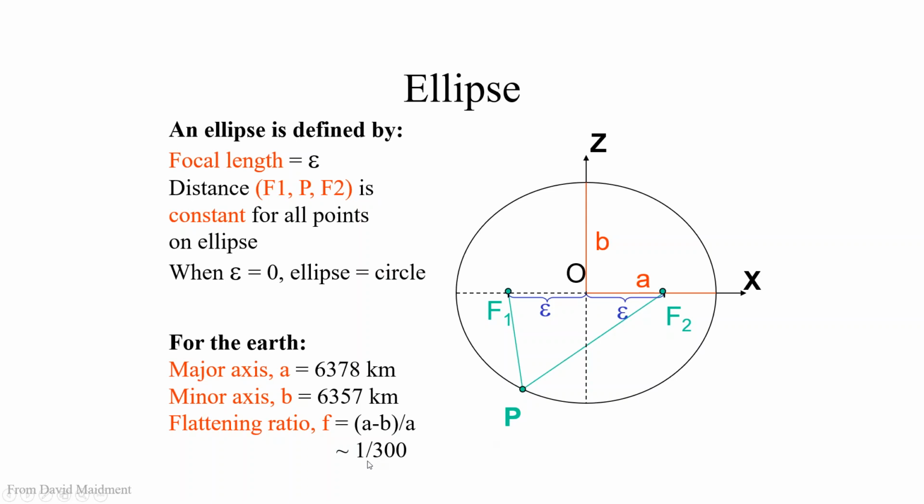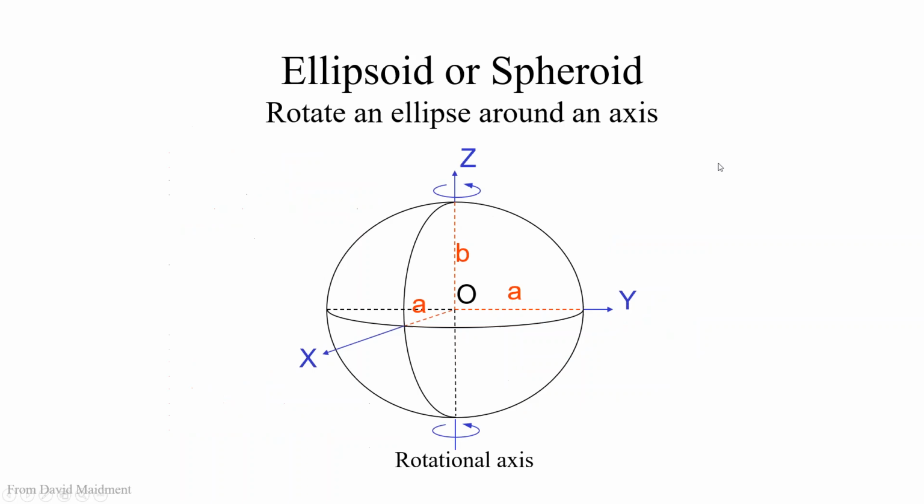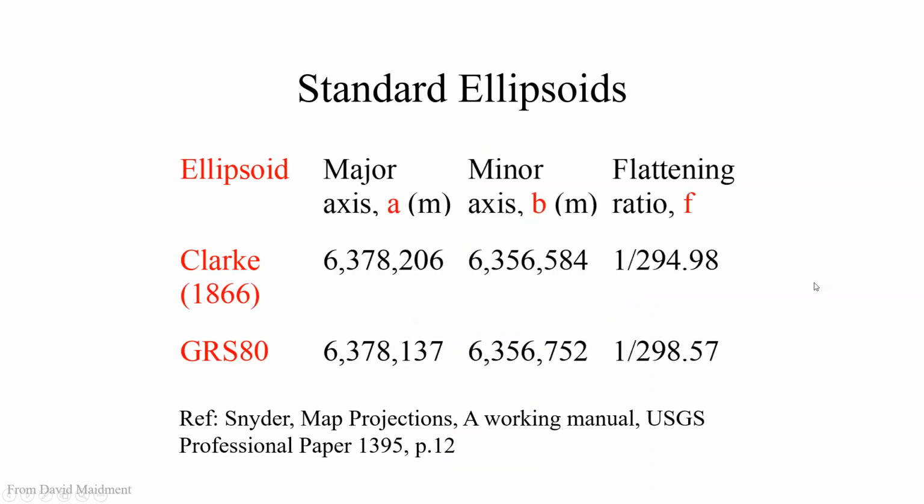For Earth, the flattening ratio is only about 1 in 300. So the minor axis is only 1/3% shorter than the major axis. So it's only slightly distorted from a sphere. Take that ellipse, rotate it around its minor axis, and you get what's referred to as an ellipsoid or spheroid.